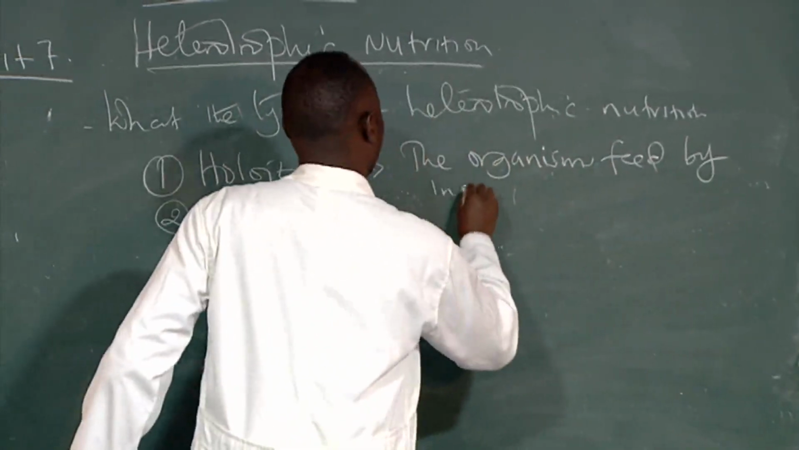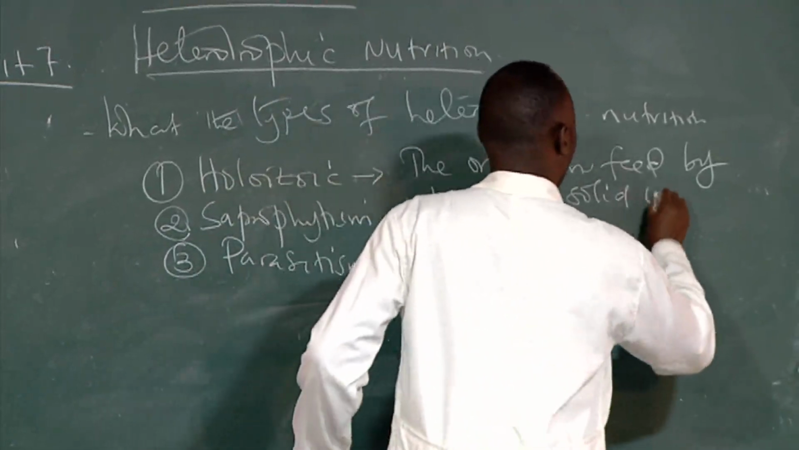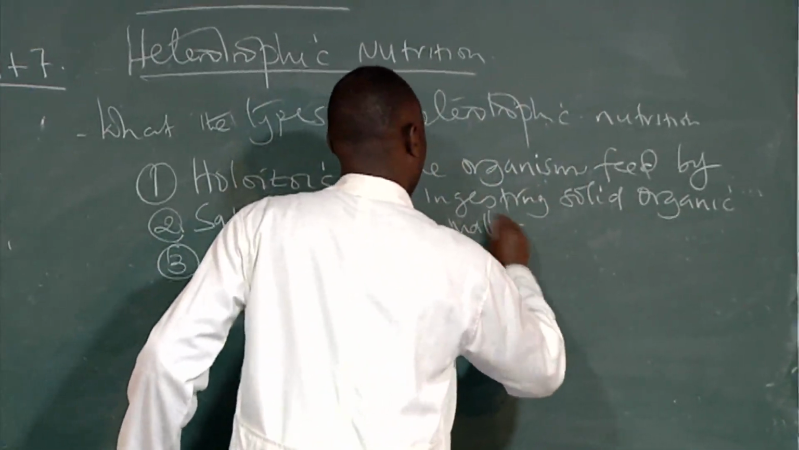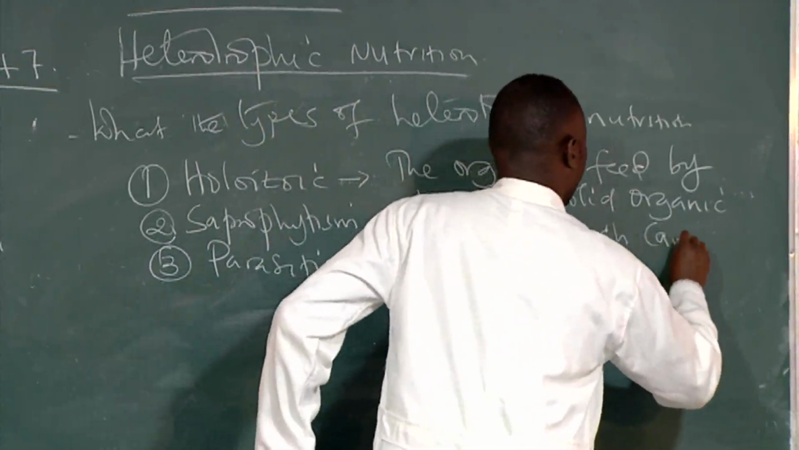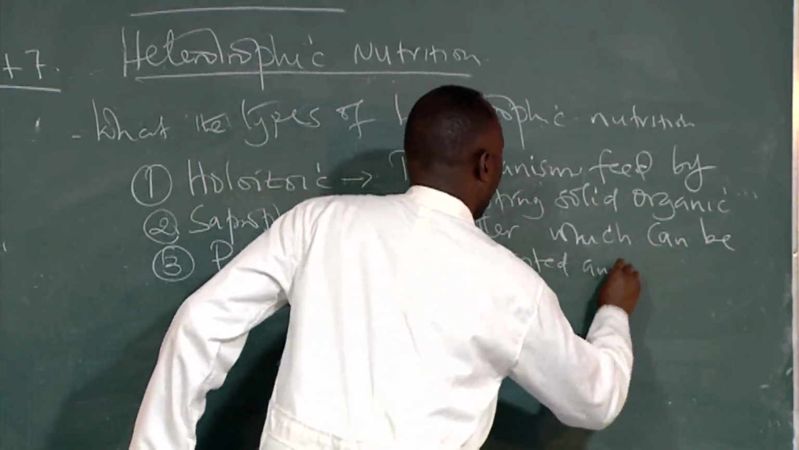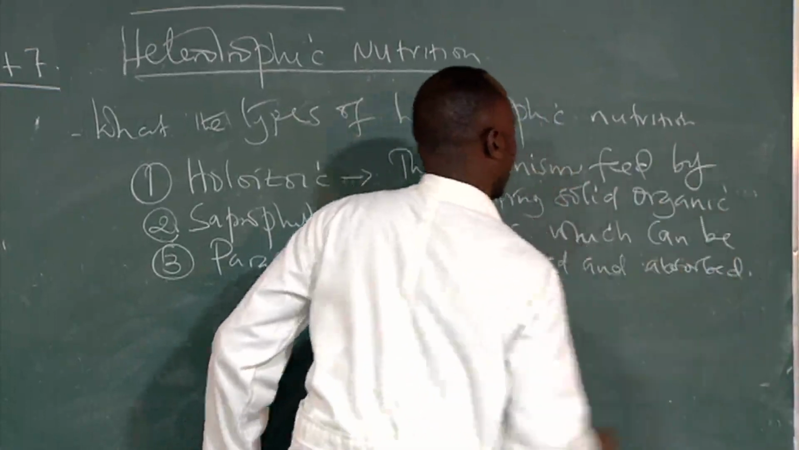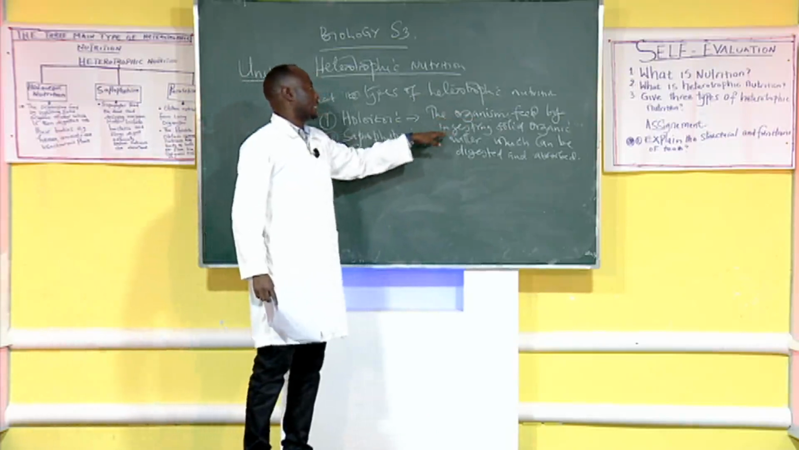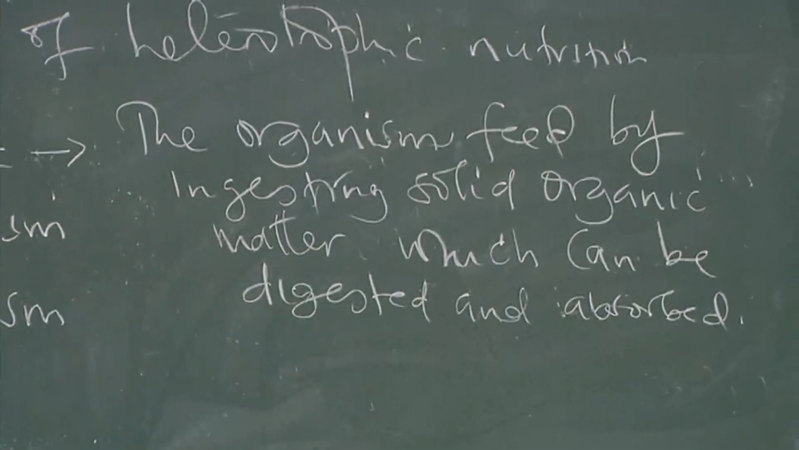By ingesting the solid organic matter, which can be digested and absorbed. If we talk about the food, they normally feed by ingesting the solid organic matter, which can be digested and absorbed into their body tissues.